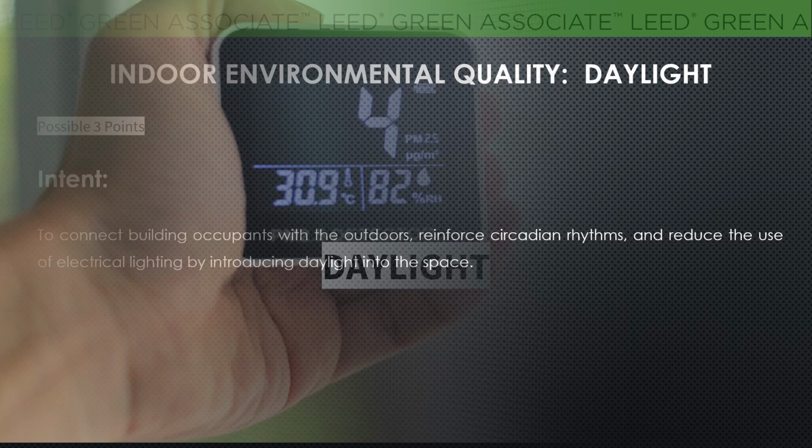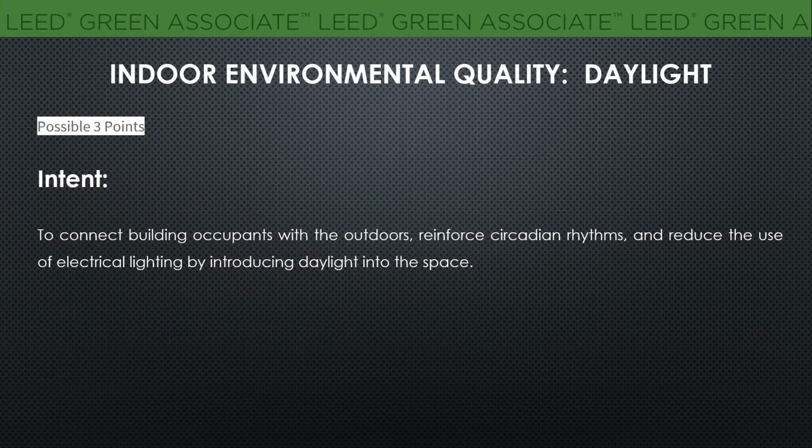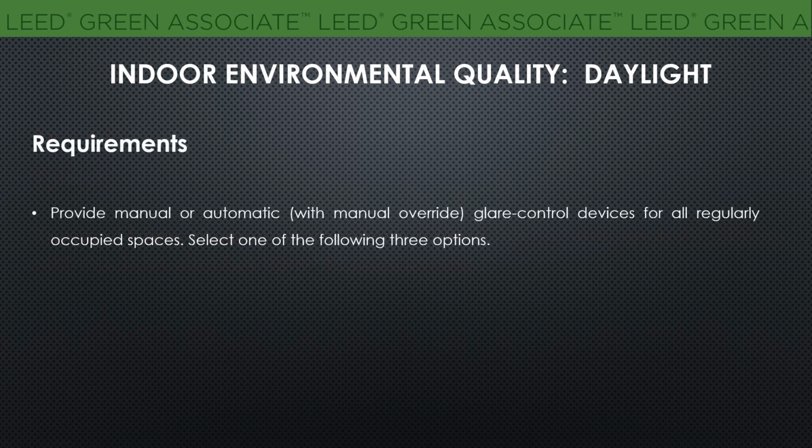Next credit is regarding daylight, and it can get 3 points. The intent is to connect building occupants with the outdoors or influence circadian rhythms and reduce the use of electrical lighting by introducing daylight into the spaces. Provide manual or automatic glare control devices for all regularly occupied spaces. In order to achieve this credit, we need to select one option among the 3 given options.